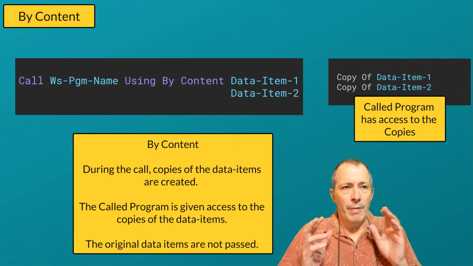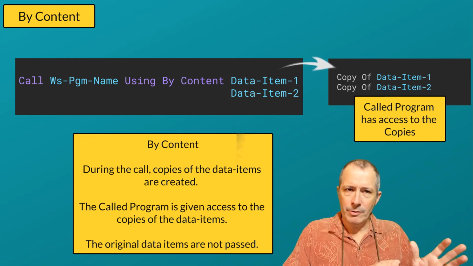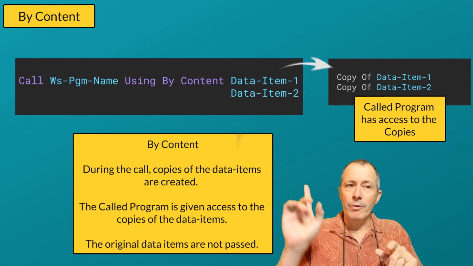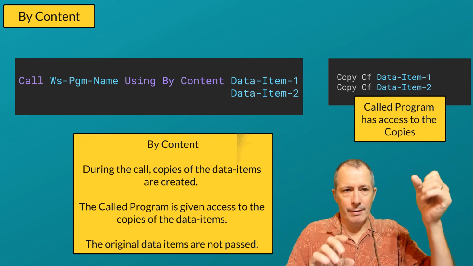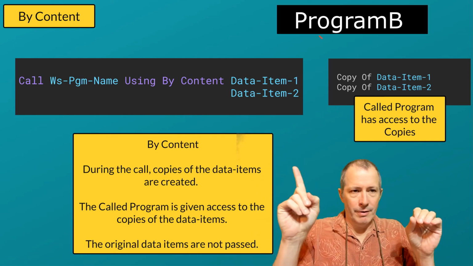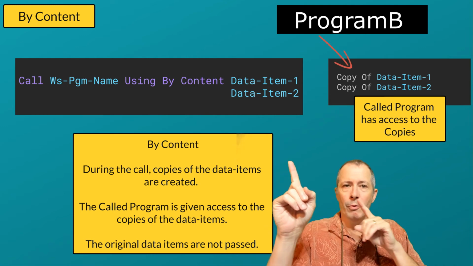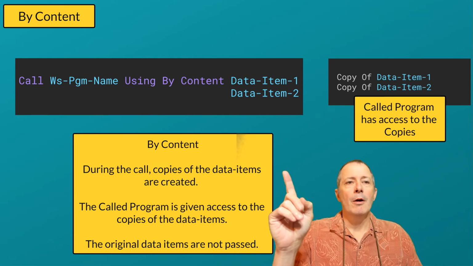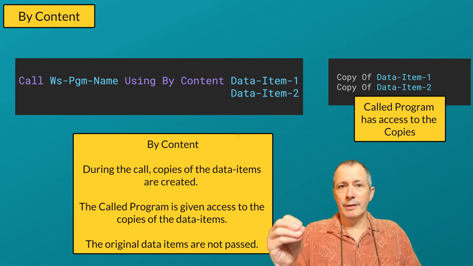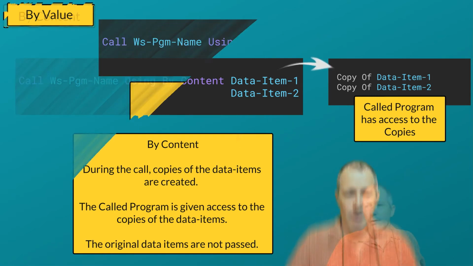The second way is by content. The call statement makes a copy of the data structure and passes the pointer to the start of the copy. Program B is accessing the copy of the data structure. The original version cannot be updated since a pointer to a copy was passed. By content is more expensive to use since the call verb has to create a copy of the data structure prior to invoking the subprogram.